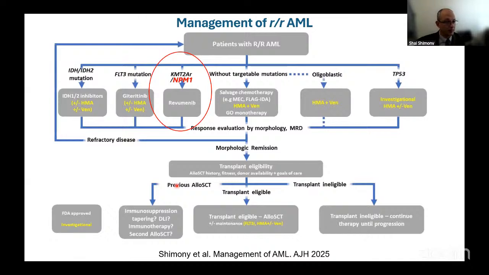And I also want to highlight the fact that NPM1 is now part of the management of relapsed refractory AML. It is not yet FDA approved for that purpose, but some of my colleagues and I, and I know others across the state, are using this, and it's also part of trials that are now using menin inhibitors in NPM1 mutated AML.